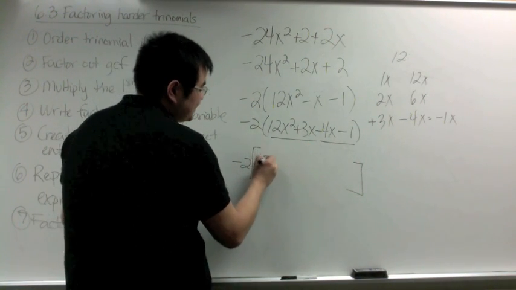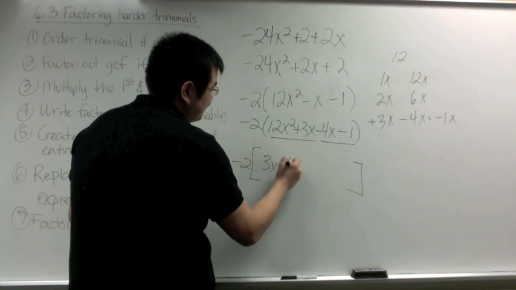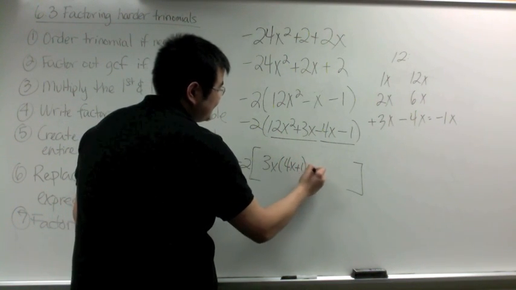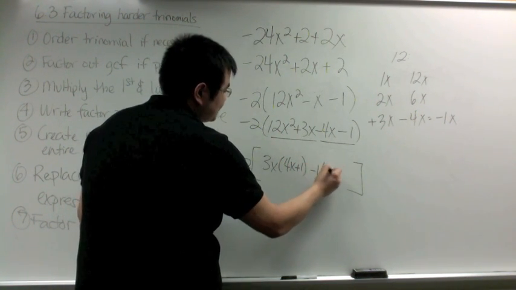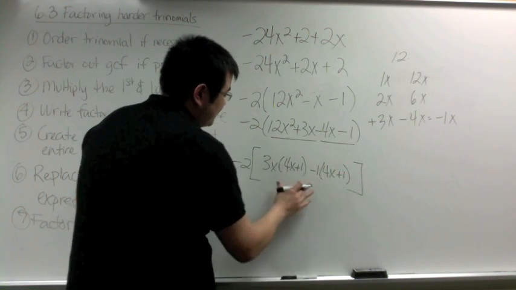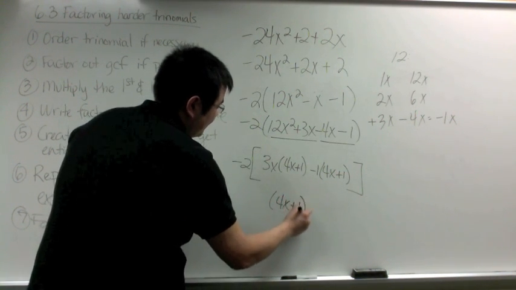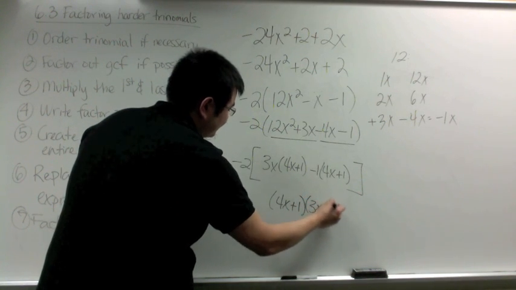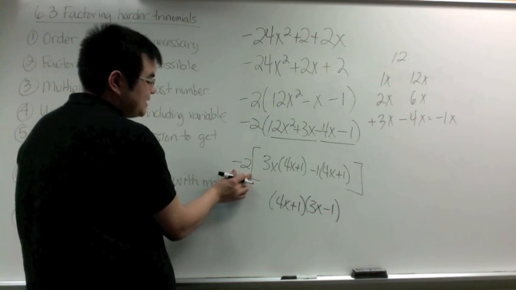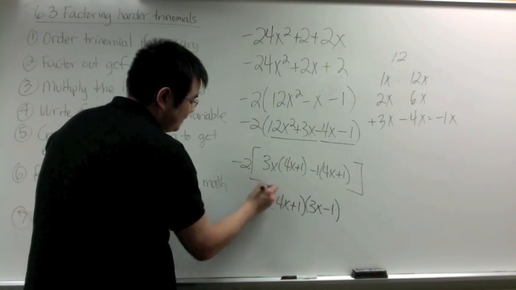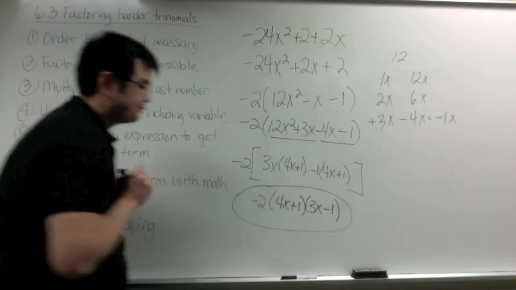So the GCF is 3x, and you're left with 4x plus 1. The GCF is negative 1, you're left with 4x plus 1. Now I'm going to factor this part, the GCF, which is 4x plus 1, and then I have 3x minus 1 left. And then don't forget about the GCF that's in front, we have a negative 2 as the GCF.